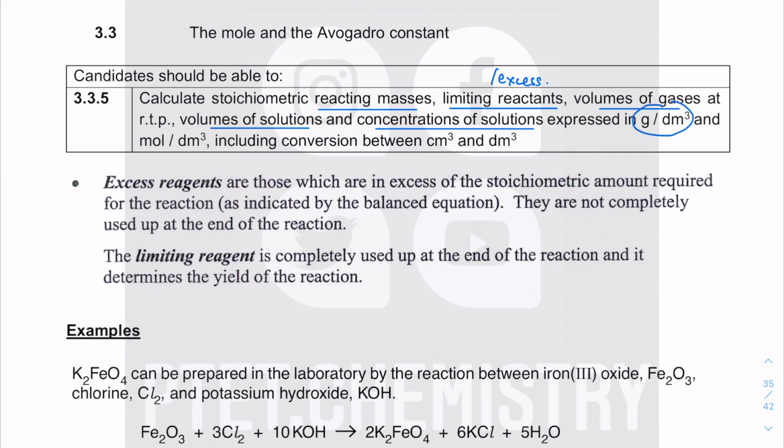These things, volume of solution and concentration of solutions, can be used interchangeably in gram per dm cube as well as mole per dm cube, and that's why they say interconversion between cm cube and dm cube, where 1 dm cube is equal to 1000 cm cube, therefore 1 cm cube is equal to 1 over 1000 dm cube. We need to convert any cm cube to dm cube in order to multiply by the concentrations, especially the molar concentration expressed in mole per dm cube.